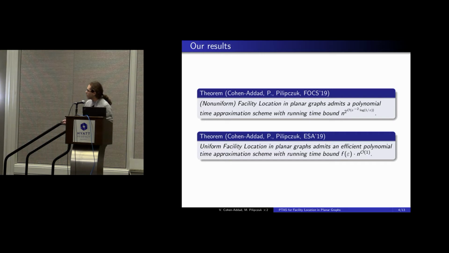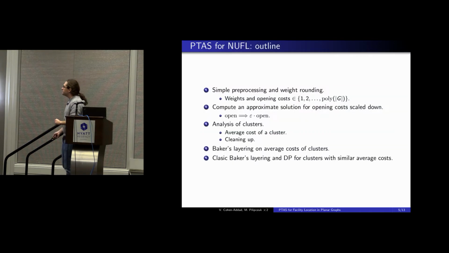And now I'm going to focus on how to do this one, how to do facility location with non-uniform opening costs, how to do a PTAS in planar graphs. Okay, that's the statement. Is the statement clear of what we are trying to do in the next few minutes? Good, thanks. Okay, so this is the outline of the algorithm.